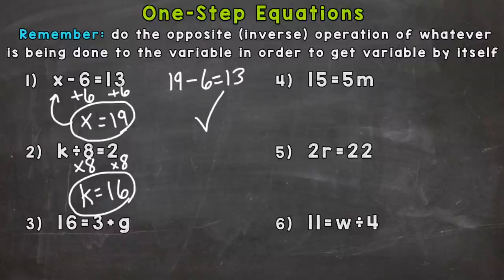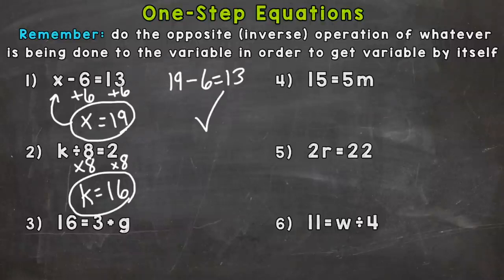Let's plug in 16 for k. 16 divided by 8 equals 2. So k indeed does equal 16. Let's take a look at number 3. Now here we have the answer on the left-hand side and our variable on the right. That's okay, that happens in algebra sometimes.